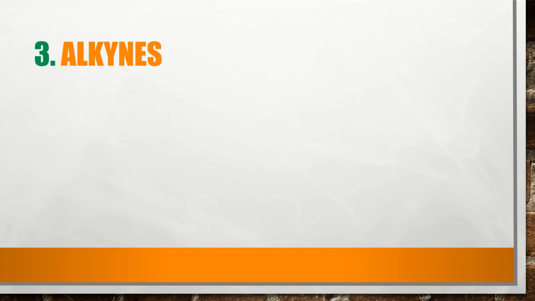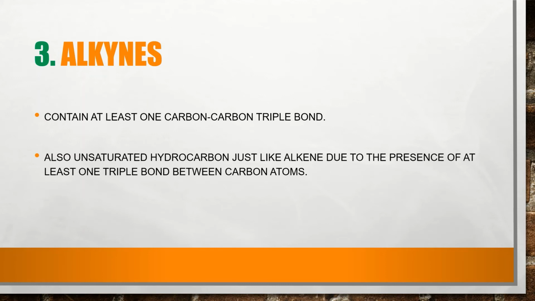Alkynes contain at least one carbon-carbon triple bond. Take note, triple bond. Also, it is an unsaturated hydrocarbon just like alkene due to the presence of at least one triple bond between carbon atoms. The general formula of our alkynes is CnH2n minus 2. And of course, it ends with -yne.